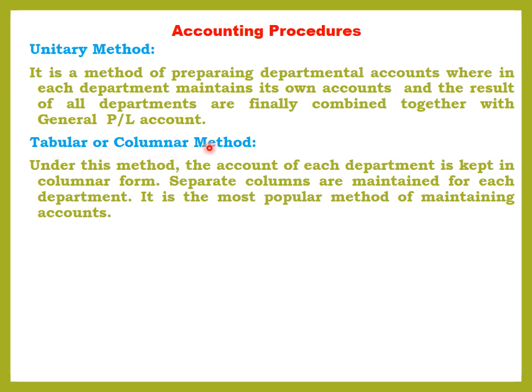The second one is called the tabular or columnar method. Under this method, accounts of each department are kept in columnar form. Separate columns are maintained for each department. So it is the most important method of maintaining accounts. In the tabular method, in one account we maintain several columns. By maintaining several columns, it is easy for us to make comparisons. So in the unitary method, there are different accounts for different departments. In the tabular method, in one account we maintain separate columns for separate departments.